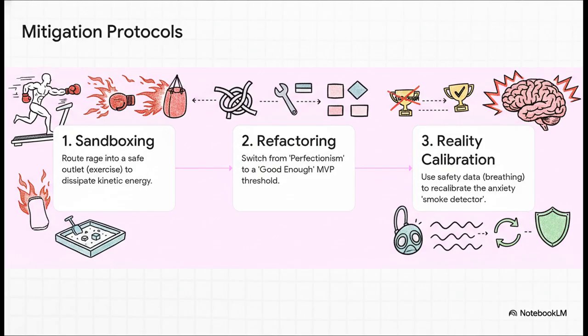Number 2, for that analysis paralysis that comes with perfectionism, you refactor. You change the code. You switch the goal from perfect to just good enough to get started. And number 3, for anxiety, you use reality calibration. When your threat detector is screaming, you manually input safety data, like taking slow, deep breaths, to prove to the system that it's just a false alarm.